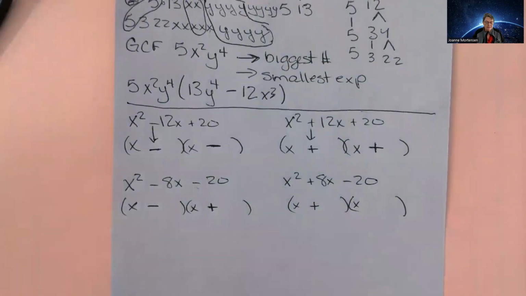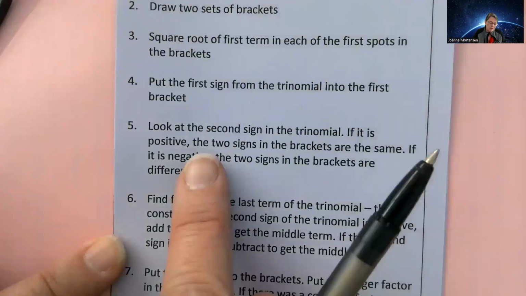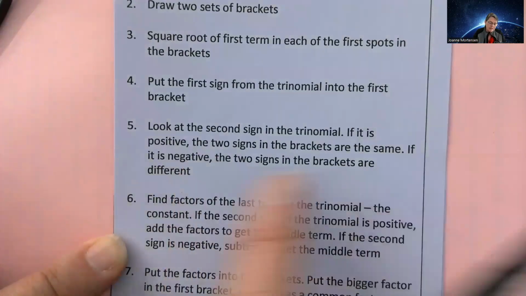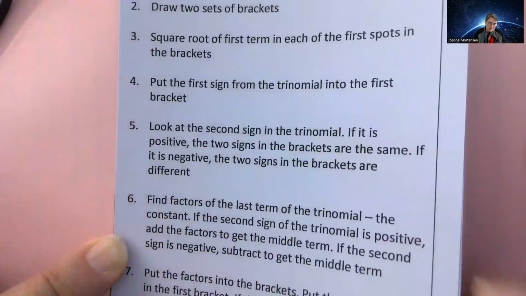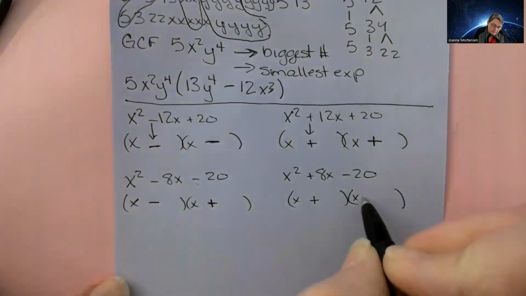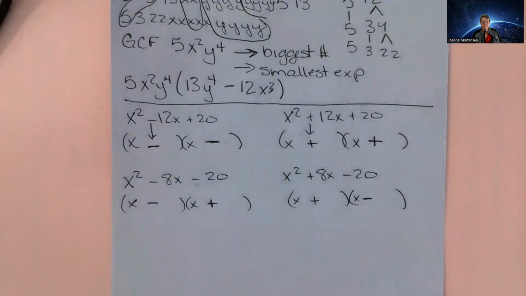So the rule says, this is rule number 5: if the back sign is negative, the 2 signs in the brackets are different. Don't even copy that down, but check it out. You're having a brain fart, signs drive you nuts. You can go, it's a negative and then a plus.